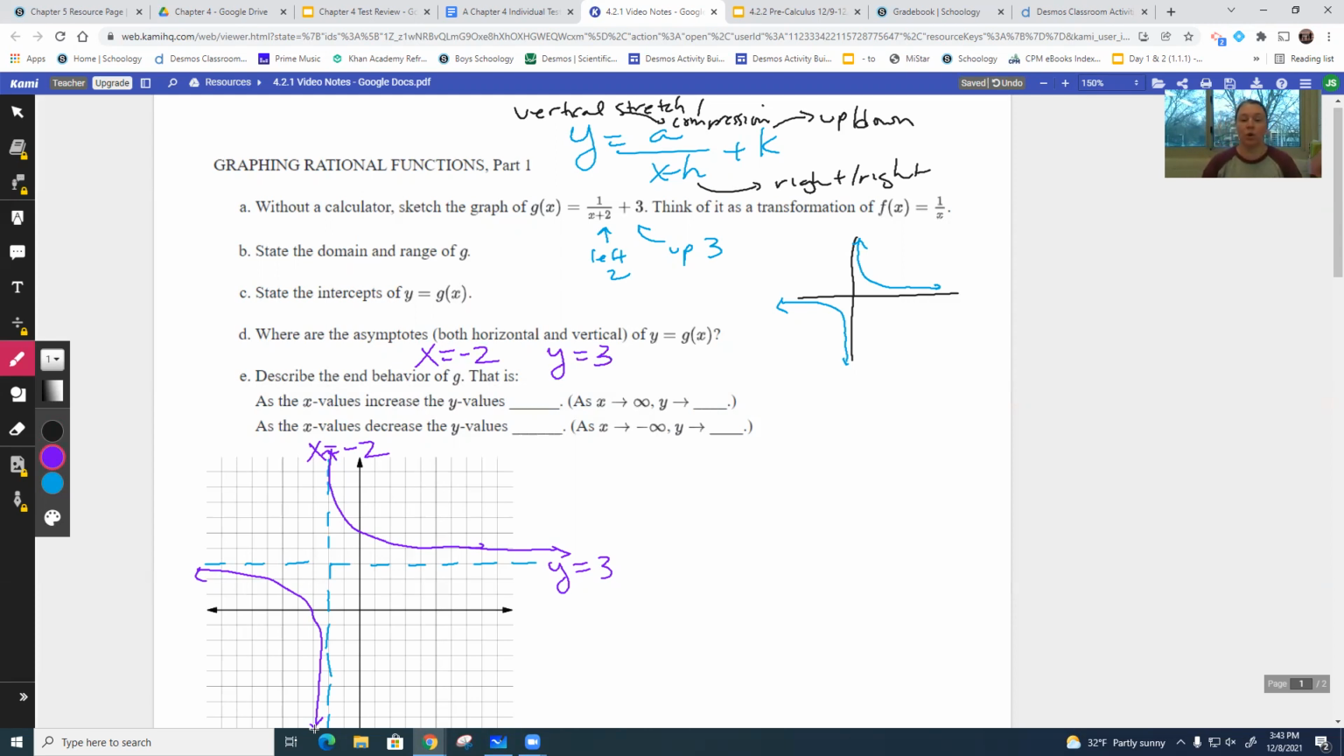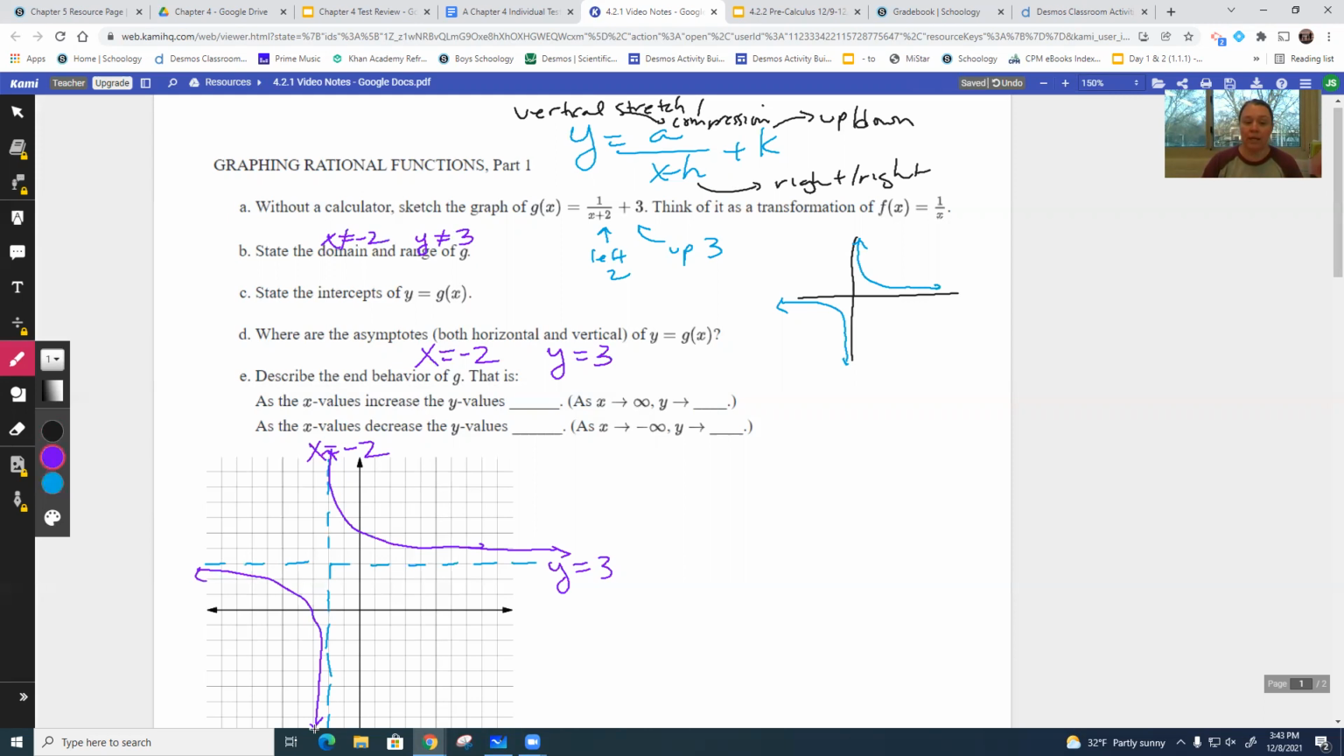Okay, we're asked what the domain and the range are of this function. Domain is your possible x values. The only thing that x can't be, when I look at this graph, is there's this break at -2. So x can be anything except for -2. I'm just going to write x is not equal to -2. And the range, the y values can be anything except there's this break at y equals 3. So our range is any y not equal to 3.